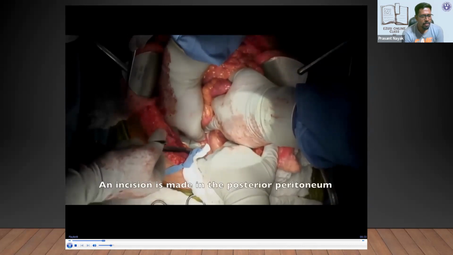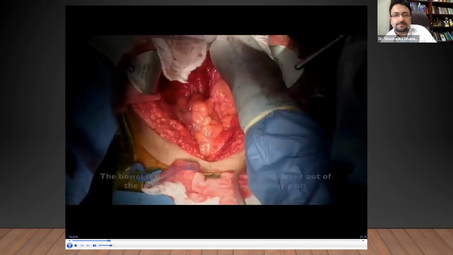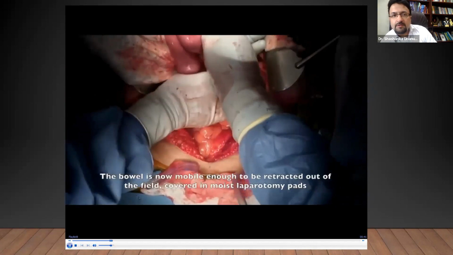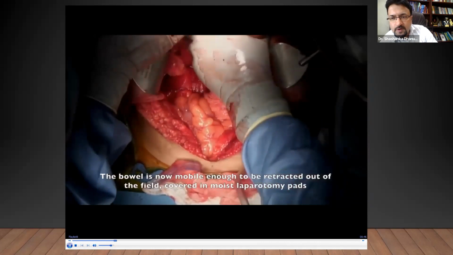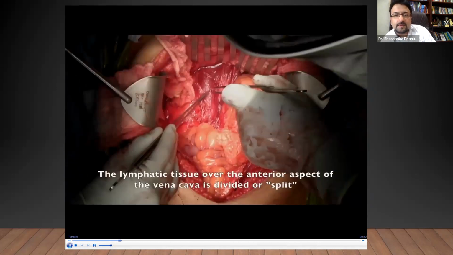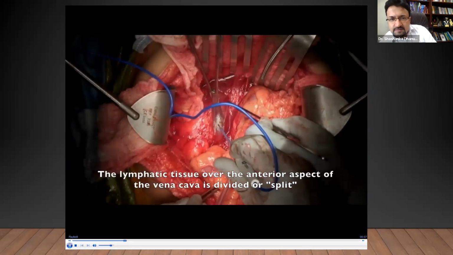So that is the incision in the posterior peritoneum that we were talking about. Up to the ligament of Treitz, the bowel is usually reflected upon the chest of the patient and covered with moist pads. This is the split that is being performed. So they're starting with the vena cava.